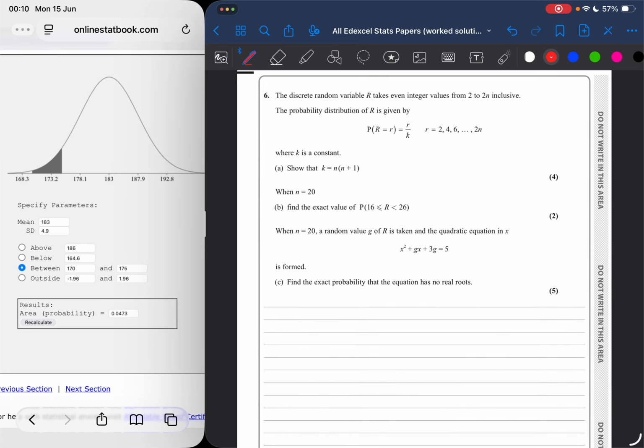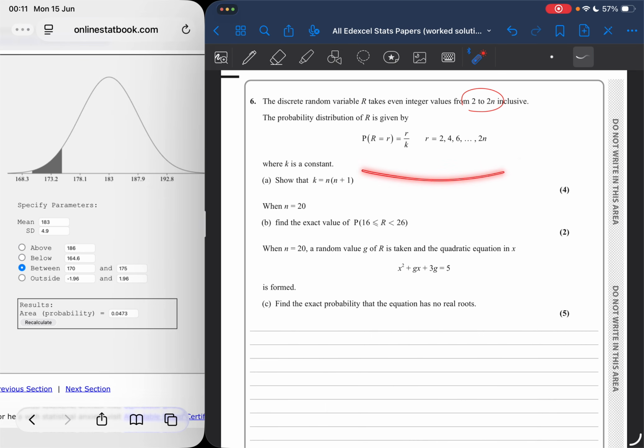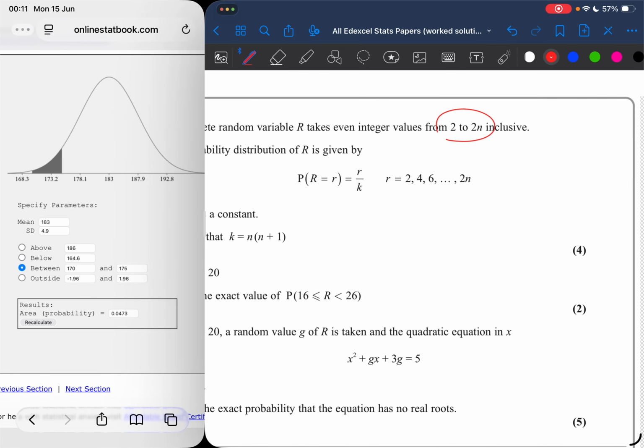What have we got? A discrete random variable that goes from 2 to 2n. Show that this is a constant. So in this one, it's always the same idea: add up to 1. Let's add these all up. Everything's got over k, so I'll just factorize that out straight away. What's left over is r. That's all these values. Let's just add all those up then.